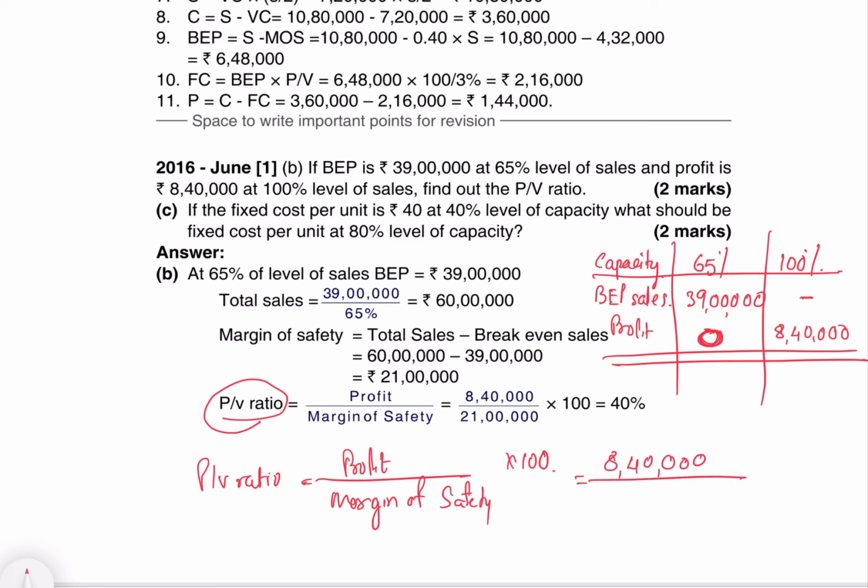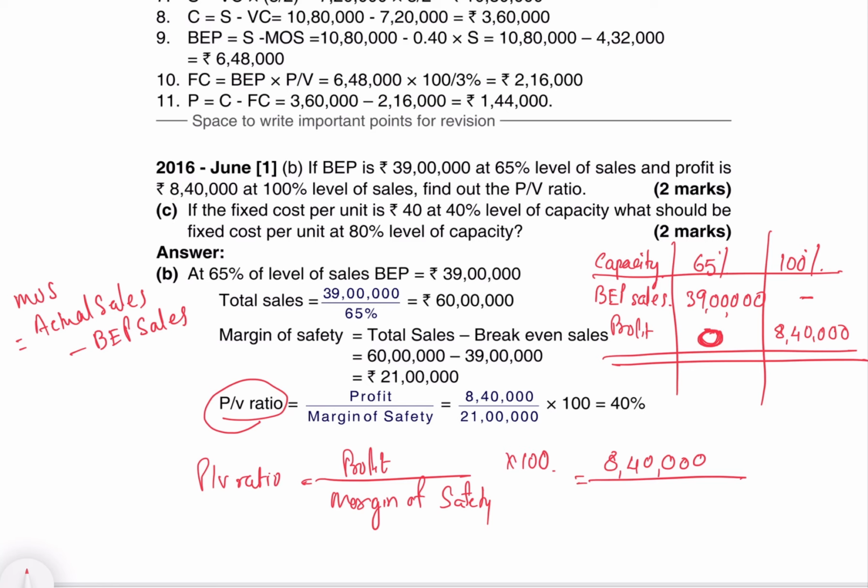Now we have to find margin of safety. What is margin of safety? Margin of safety is nothing but whatever your actual sales is there minus break even sales. Now you have break even sales. You have to find what is the actual sales.